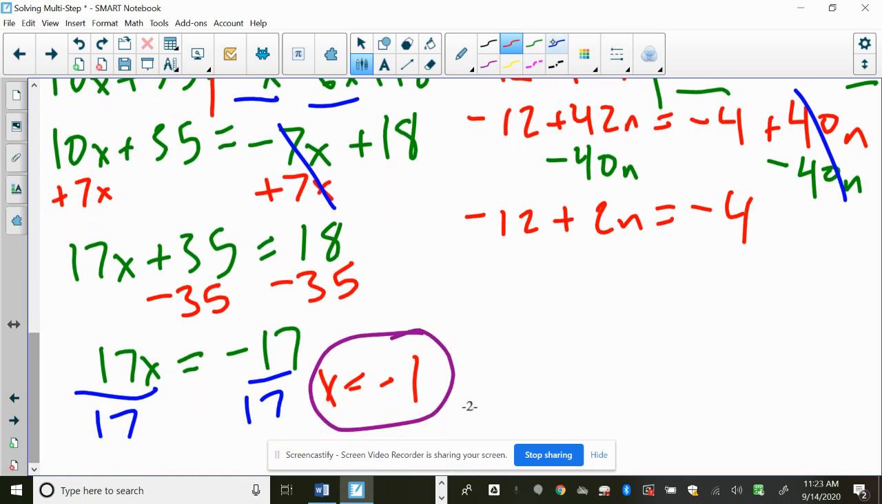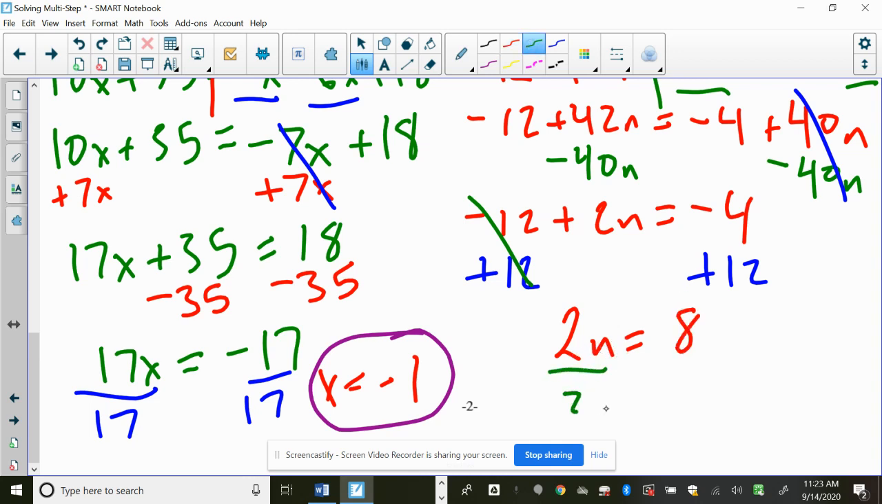Now we finish solving. So I want to get n by itself. So first let's get rid of this negative 12. To get rid of a negative 12, we'd add 12. They cancel each other out. We're left with 2n equals negative 4 plus 12, 8. Divide both sides by 2. Should have got n equals 4.